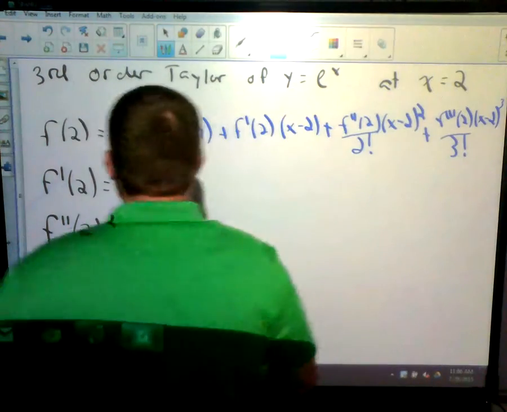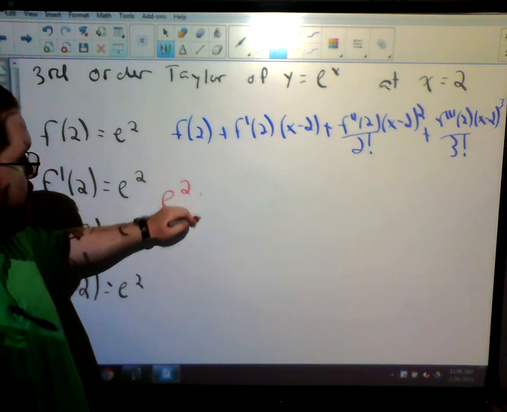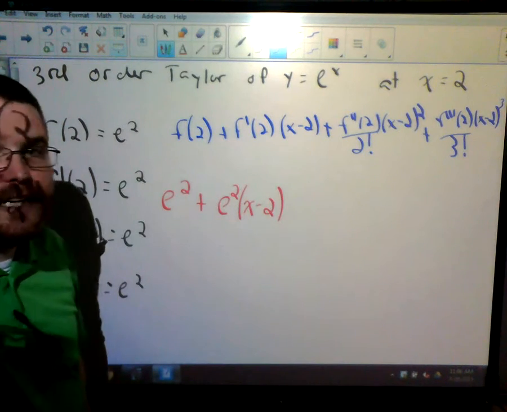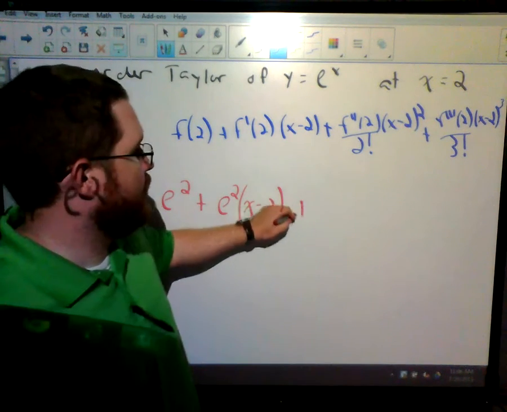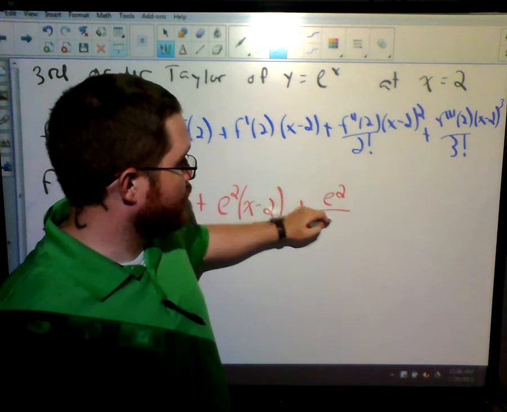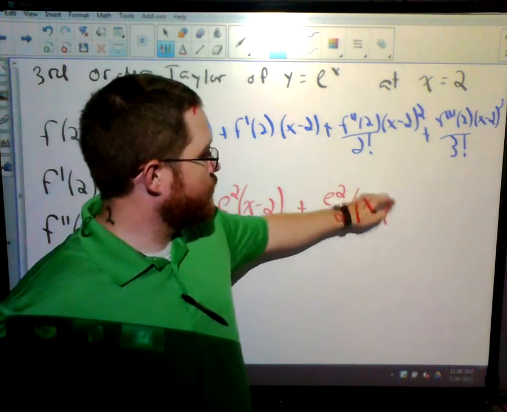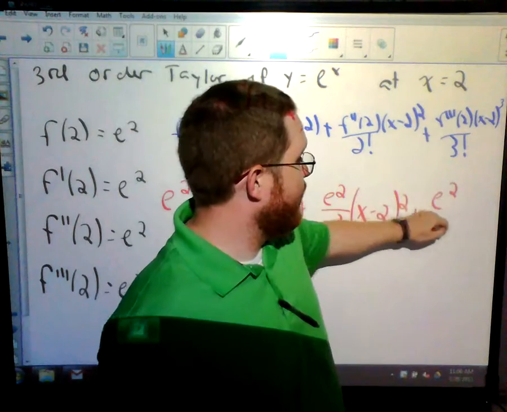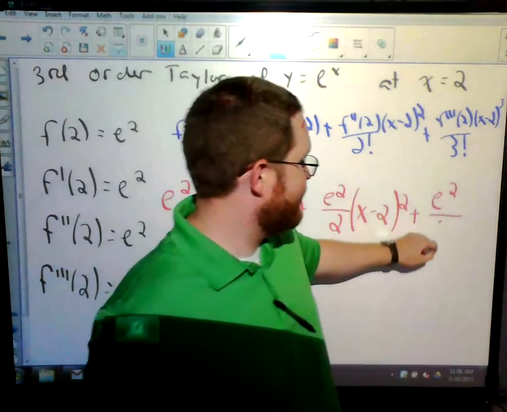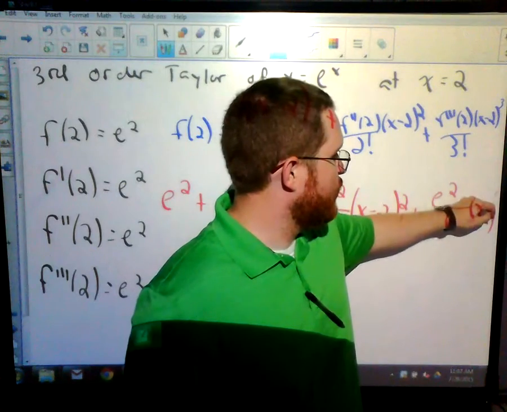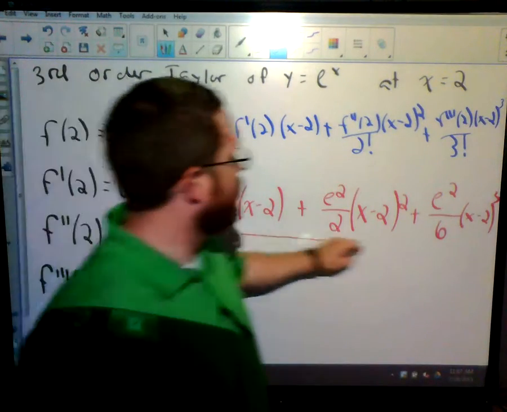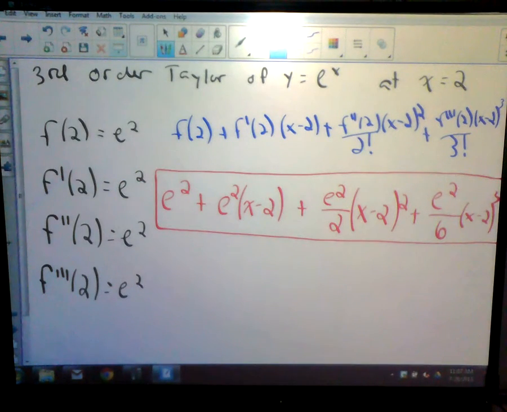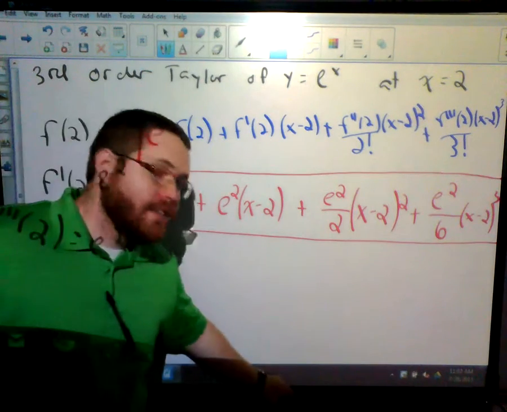Let's fill in what I know. f of 2, e squared, plus f prime of 2, e squared, x minus 2. This one's very easy because they're all e squared for derivatives. Plus f double prime of 2, e squared over 2 factorial is 2, x minus 2 squared, plus f triple prime of 2 is still e squared over 3 factorial is 6, x minus 2 cubed. So that is a third order Taylor polynomial, centered not at 0 this time, but at 2, because everything shifted right 2. And that does it for Taylor polynomials.